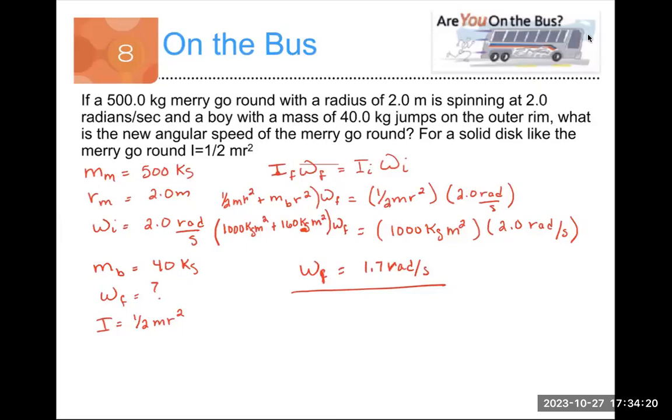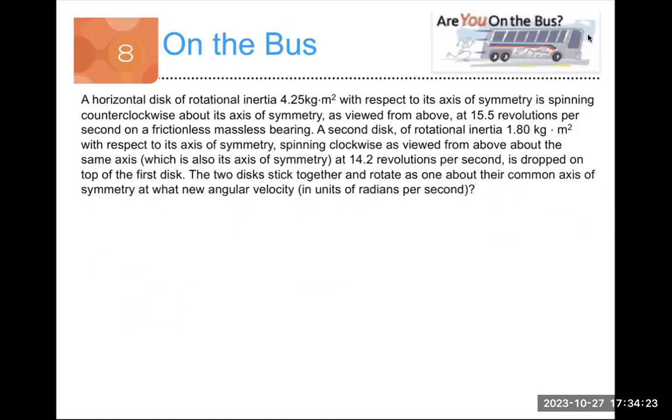Okay, and let's do our last sample problem in chapter 8. So in this one, we have a horizontal disk of rotational inertia 4.25 kilograms meters squared with respect to its axis of symmetry, spinning counterclockwise about its axis of symmetry as viewed from above at 15.5 revolutions per second on a frictionless, massless bearing.